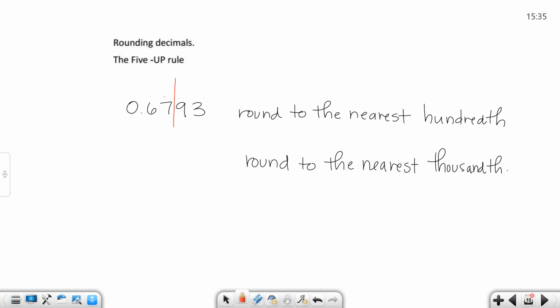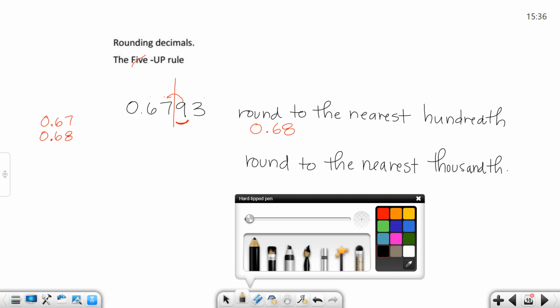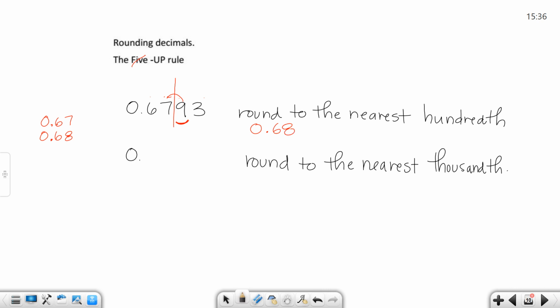So if I was rounding to the nearest hundredth, that means I'm going to round to 7, and it's called the 5-up rule. I'm either going to keep it as 0.67, or I'm going to round it up. It's never going to go down. It's either going to stay the same or go up. And it all depends upon what's behind it. So since this 9 is more than 5, that means it's going to go up. So this would be 0.68. And that's how it would look as the nearest hundredth.